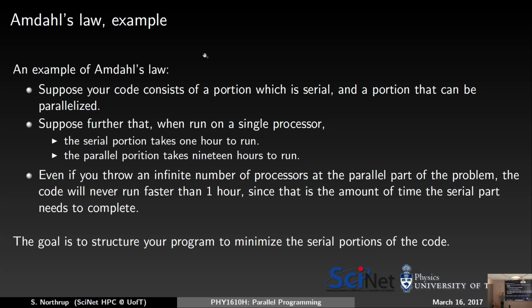Even if it's down to just a couple of minutes for the parallel part, it's still taking that 1 hour and it's massively dominating everything else. And those processors are sitting there doing nothing otherwise, right? So in that case, the throughput doesn't make sense, throwing as many processors as you want, right? So the goal is to structure your program to minimize serial.